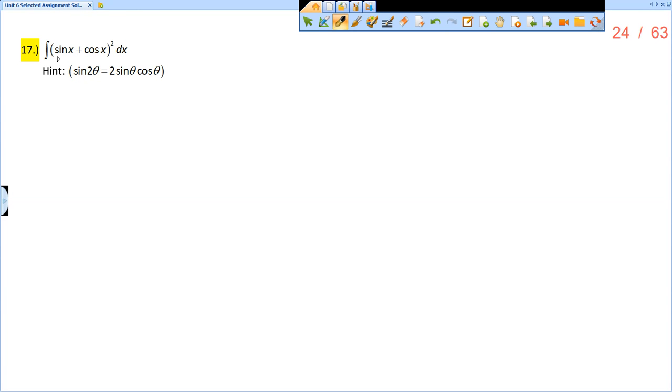Now, what we've always said is if I have something inside of another function, then we want to think about that as our u. But u equals sine x plus cosine x will not work. Why? Well, because we would have u squared, right? And then if I take the derivative of u, the derivative of sine is cosine x plus negative sine x, and then that times dx. I don't have any of that stuff, right? And so that is problematic. So that u substitution does not work.